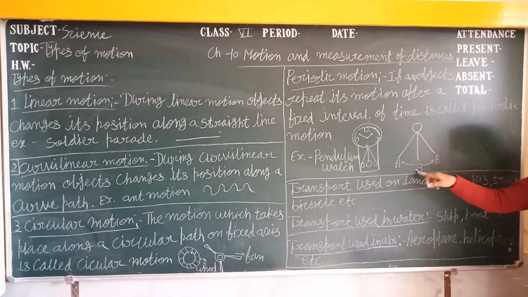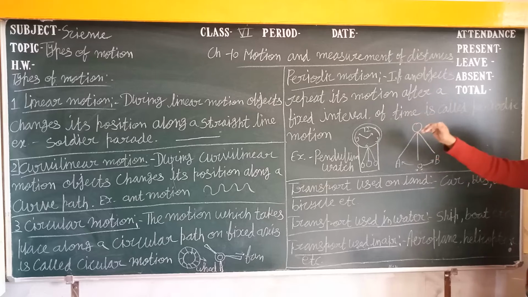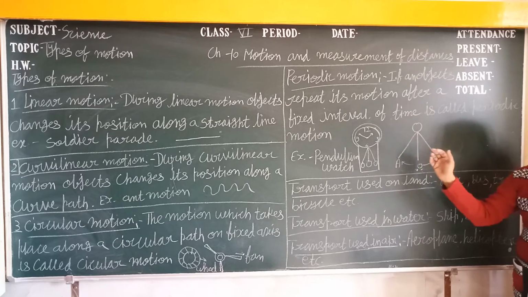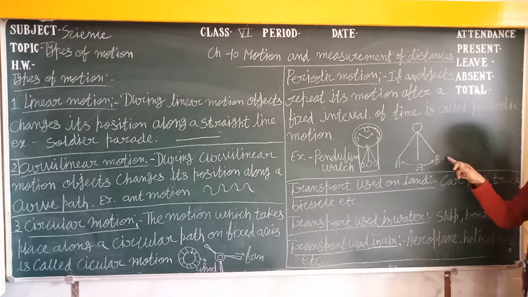first in the O direction. They go from O to A. Again, after a fixed interval of time, it comes to the O position. Again it goes to the B position and again comes to the O position. So it is an example of periodic motion. In this motion, the object repeats its motion after a fixed interval of time. Just like O to A, again A to O, O to B and B again to O.